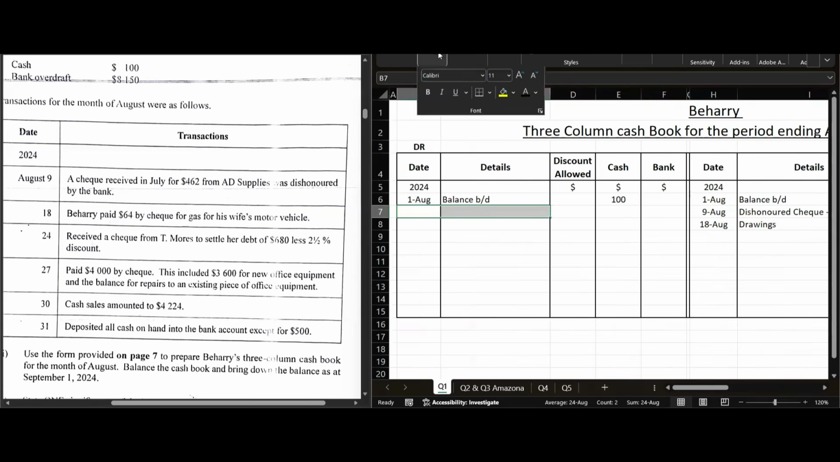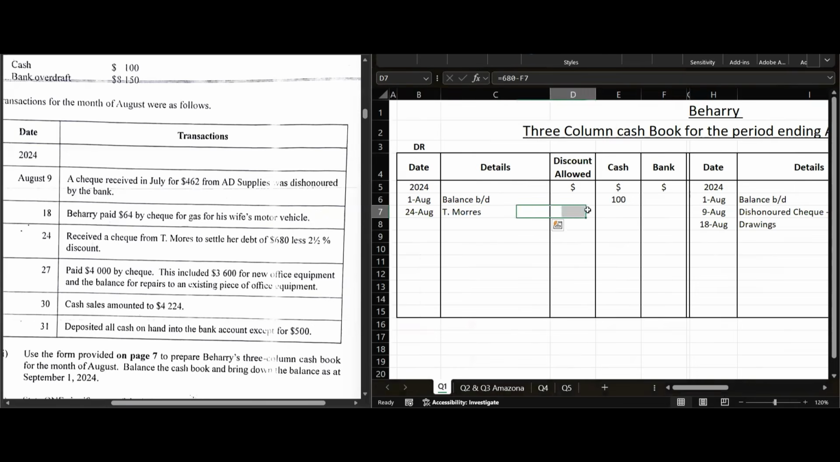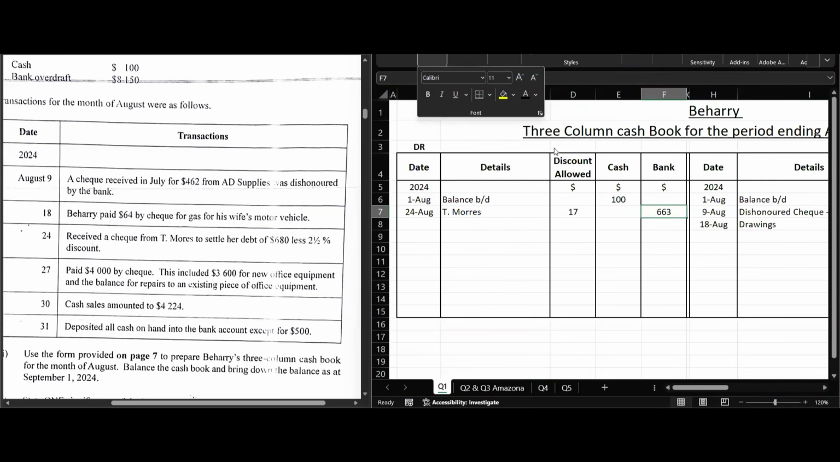But remember, we are not receiving the entire 860. We are receiving 860 less 2.5% discount. That discount is going to work out to a value of $17. Therefore, the amount that we are receiving via check will be $660. Now, on the 27th, we did pay $4,000 by check.